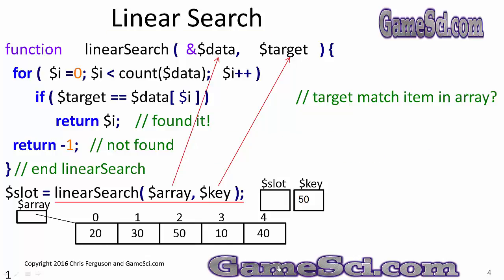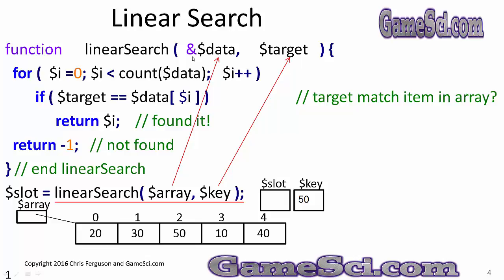Let's call the function linear search. We'll pass the first argument $array to this parameter $data. Now there's something new on this line. There's an ampersand in front of it. It says I want to pass a reference to the array. PHP's default is to make a copy of the array as the parameter, and we really don't need a copy.